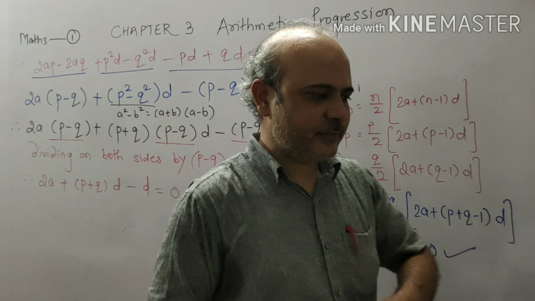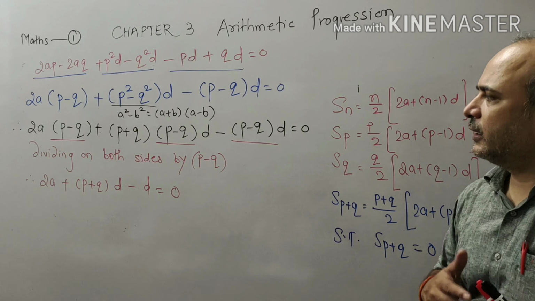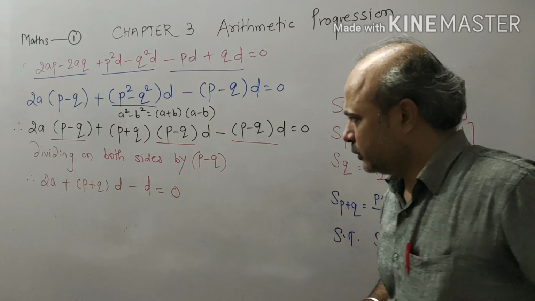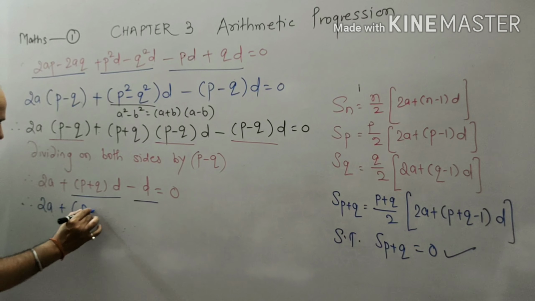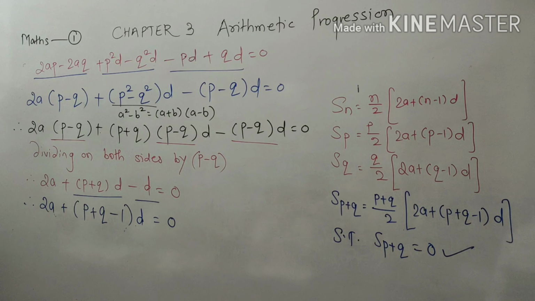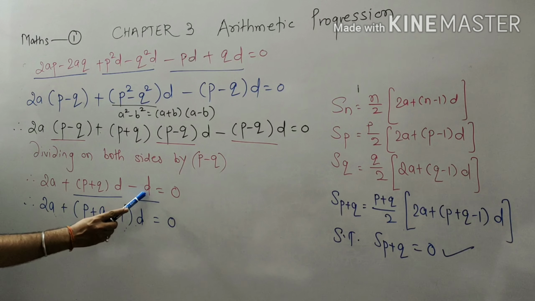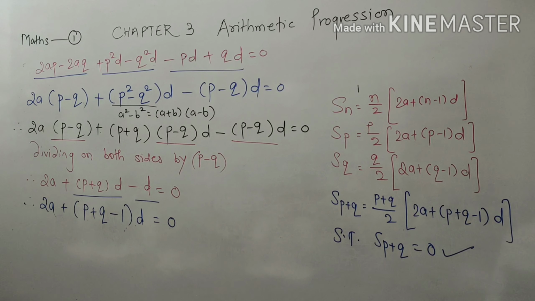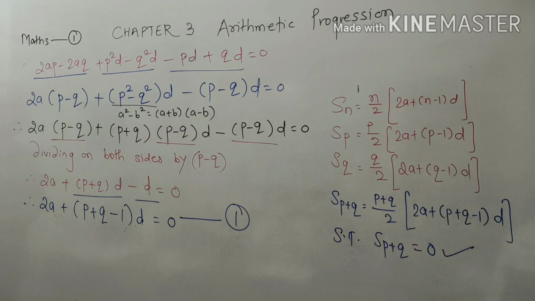So when you divide the whole equation by p minus q, what you will get? You will get 2a plus p plus q into d minus d is equal to 0. Now, student, in these two terms d is common, so you will write 2a plus p plus q minus 1 into d, this is equal to 0. Clear? D is common, so here will be p plus q, and minus 1. Okay, student, this is equation number 1.